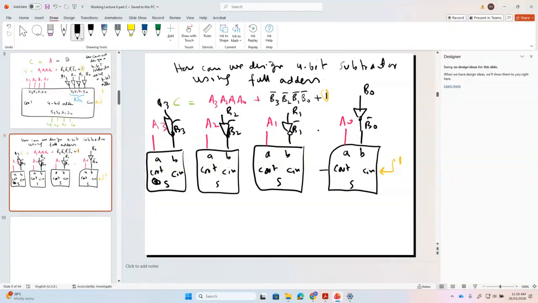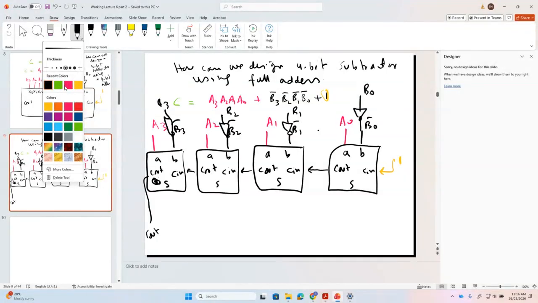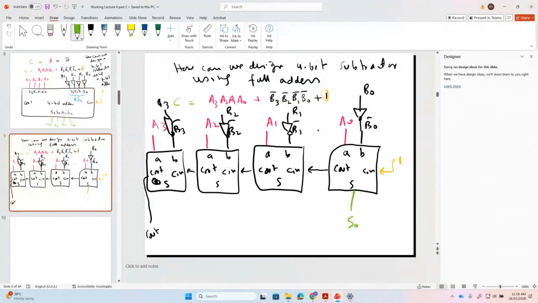And now the C out for this will go to the carry in for the next stage, and so on, and this is my C4, which is the final C out. And then for the S outputs, not S0, because we want to compute C, what should go here? C0, C1, C2, and C3. Any question? No, Professor. Got it? Okay.